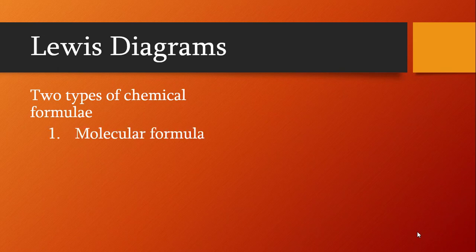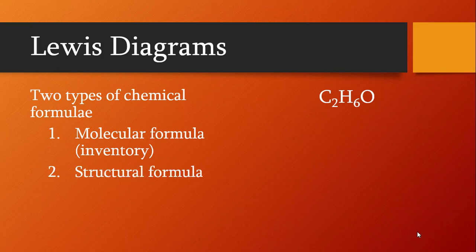The first one that you are familiar with is the molecular formula. The molecular formula is simply the inventory of all the elements in a compound. For example, C2H6O is the molecular formula. It tells you what's in the compound, but not how it is structured. To know how it's structured, you need the structural formula, because that shows you the structure.